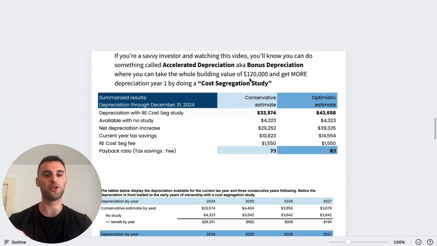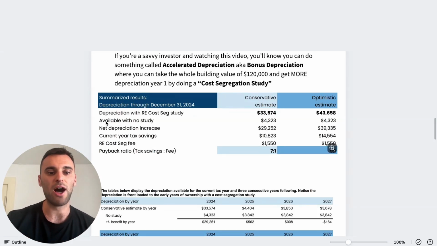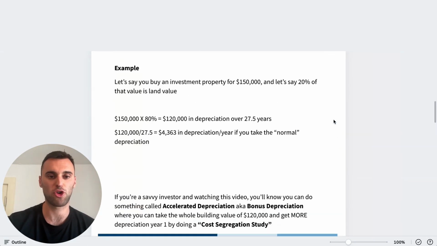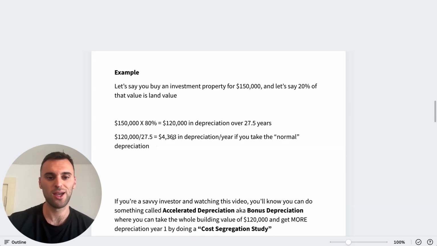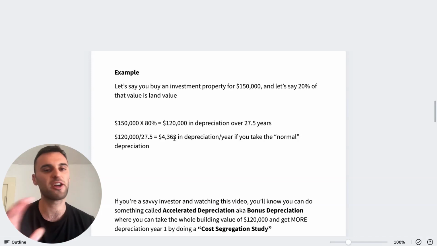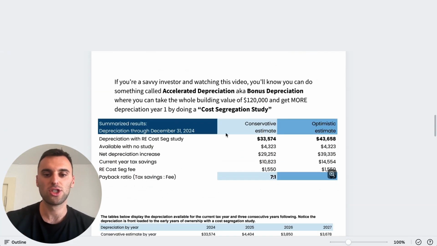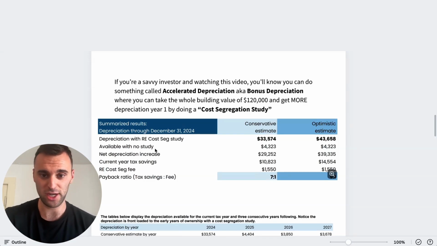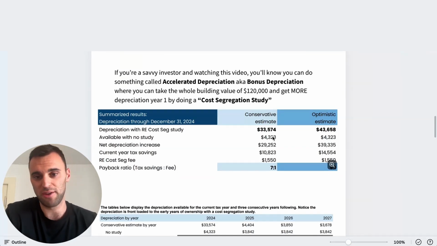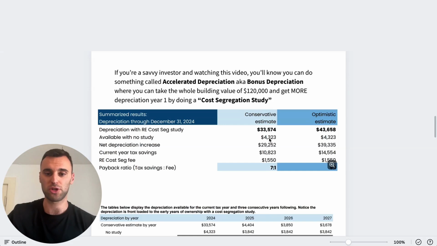So I'm going to break this down. I know this chart might be overwhelming, but let me break it down really simply here. You're going to see available with no study, okay? And you're going to see 4,323 and 4,323. And if I scroll back up here, you're going to see instead of 4,323, by taking the 80%, we got 4,363. So it's very close. Don't worry about the dollars and cents here. It's close enough. So if we don't do a cost segregation study, we're going to be able to get, again, what I said, $4,323 in depreciation per year.